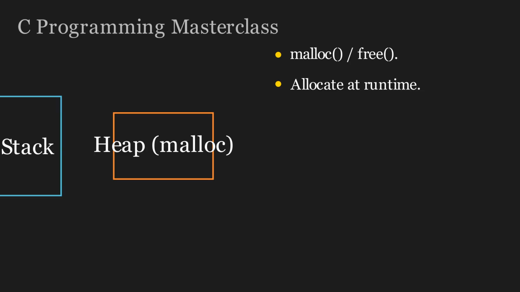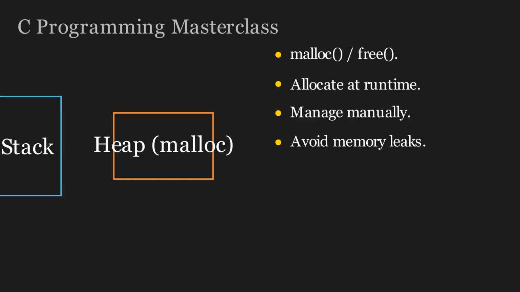We use the function malloc, which stands for memory allocation. It asks the computer to reserve a block of memory on the heap. It returns a pointer to that block. Crucially, unlike the stack, heap memory is not automatically cleaned up. You must clean it up yourself using the free function. If you forget to free, your program will consume more and more memory until the system runs out. This is called a memory leak.